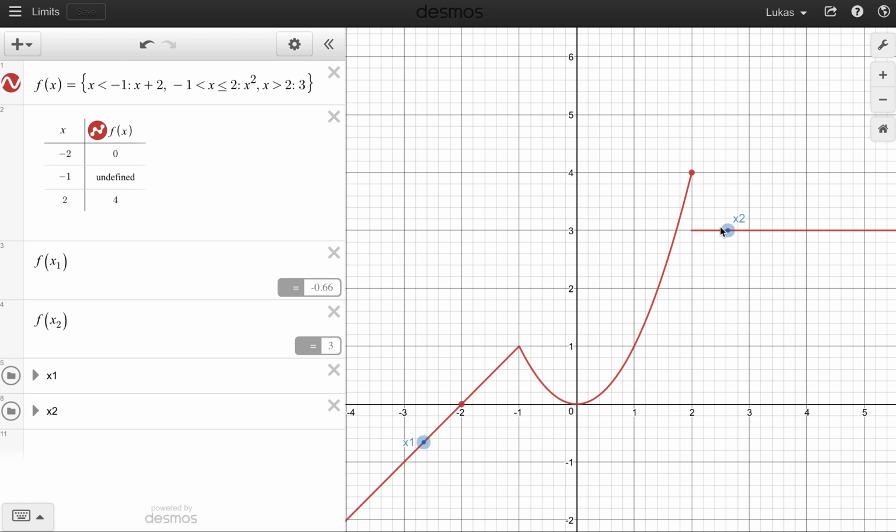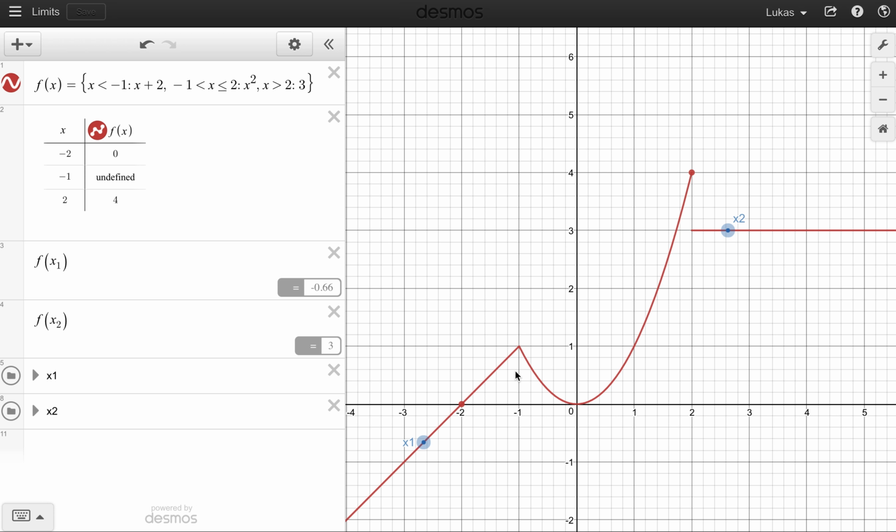We're used to evaluating functions at specific points. So for example, I can tell you that the function at -2, where x is -2, the function is going to equal 0. And this table of values that's generated by Desmos will tell us that as well. But just by looking at the graph, I can tell that the function is going to equal 0 at x equals -2. Let's look at -1.